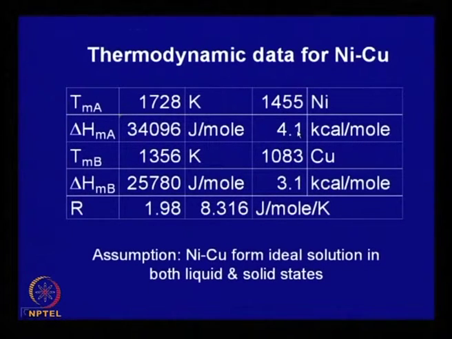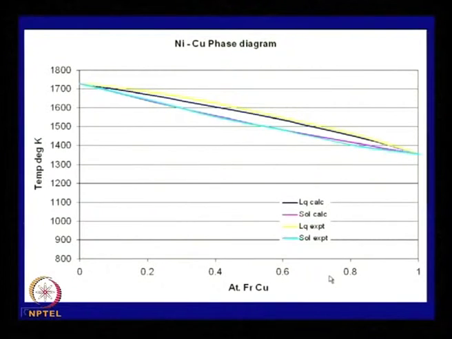This is the enthalpy per mole of melting, and this is the enthalpy change during melting or latent heat of melting for copper, and this is the universal gas constant R. And we make an assumption that nickel and copper form ideal solution in both liquid and solid state. And using this, we calculated the phase diagrams, and here it looks like this.